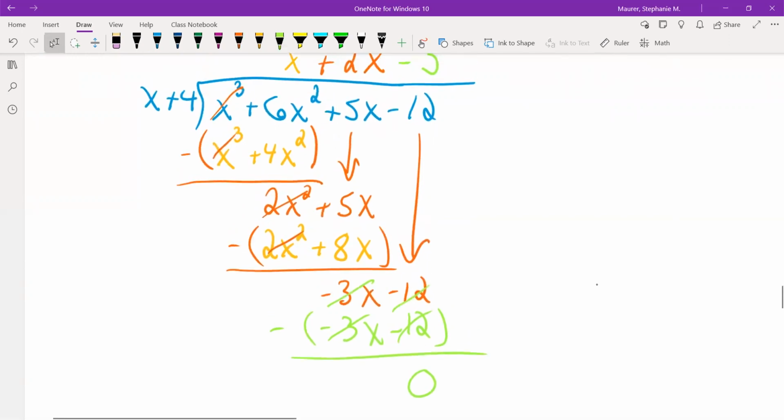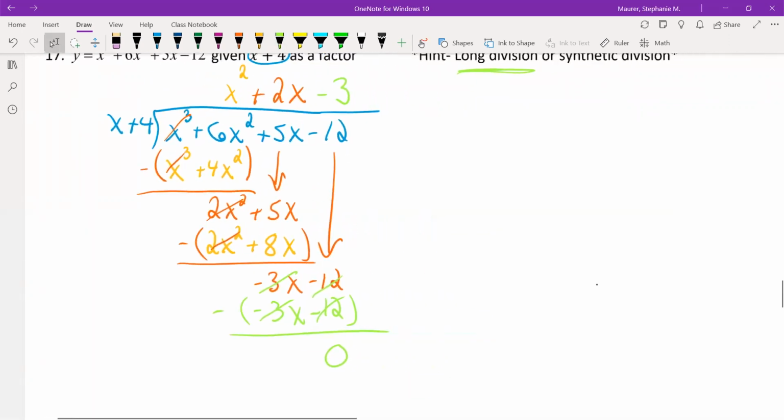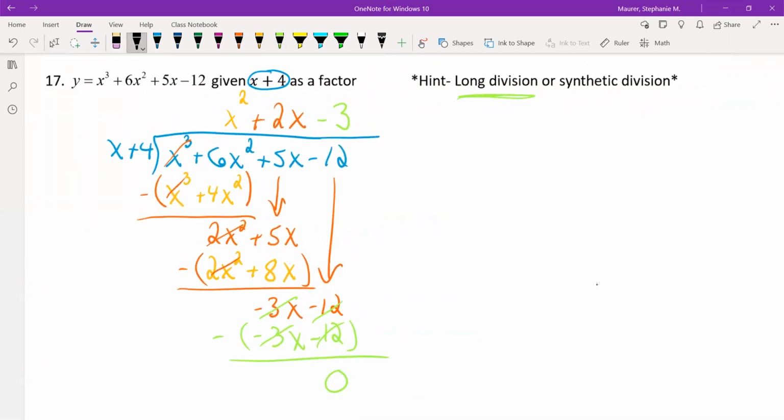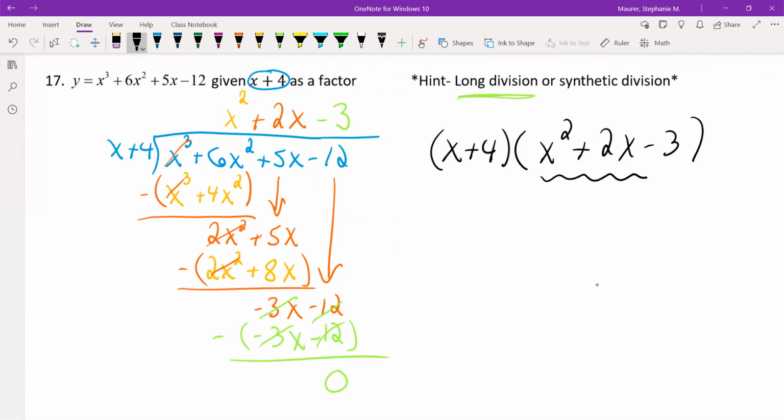with 0. If you get 0, that's awesome. That means it is indeed a factor. And I can actually write my answer in factored form as x plus 4 times x squared plus 2x minus 3. And so if I was looking to fully factor this, because this is great, it's going in the direction of factoring, but if I wanted to fully factor this, this piece could actually be factored.